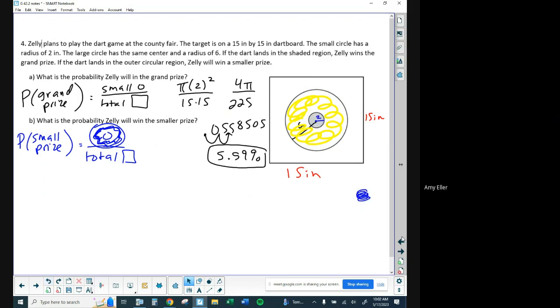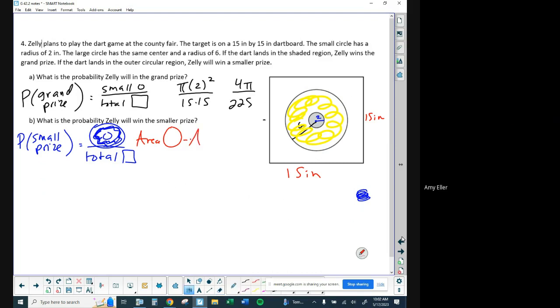So I'm going to write area of the big circle, subtract out the area of the small circle. That's how I'm gonna get a donut. The big circle, take out the little circle.